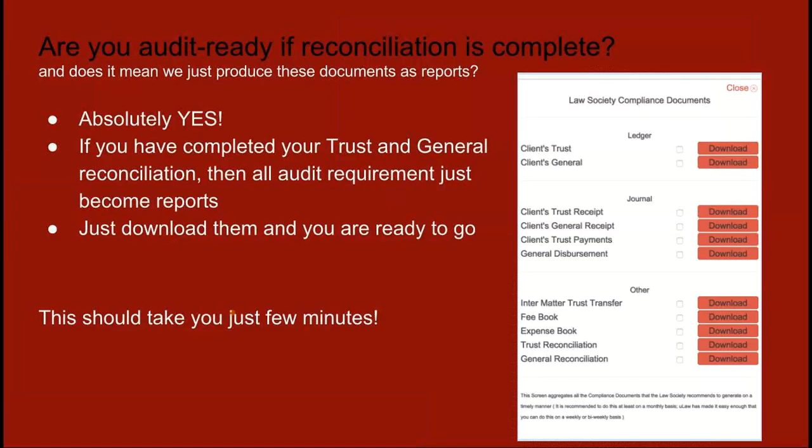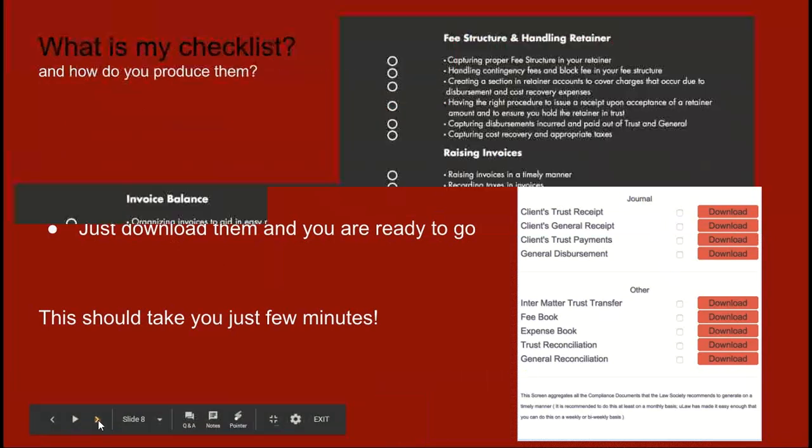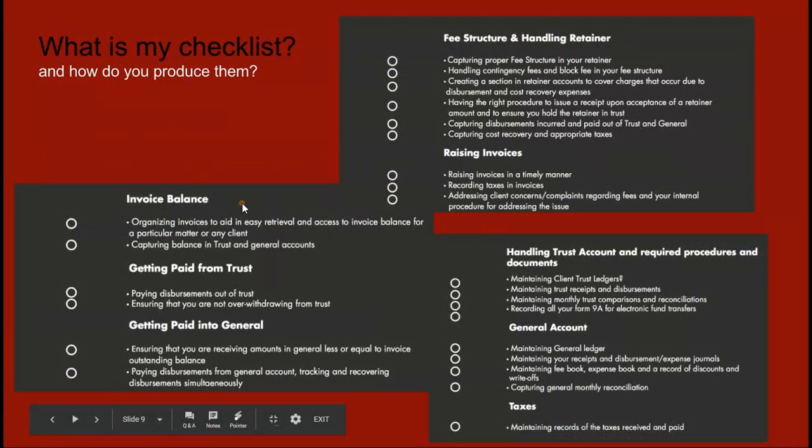The inter-matter trust transfer is a report, again, really depending on the area of practice. If you do real estate and if you do inter-matter trust transfer, then that's an additional document. There's Form 9As that you also have to make part of that compliance checklist. Okay?